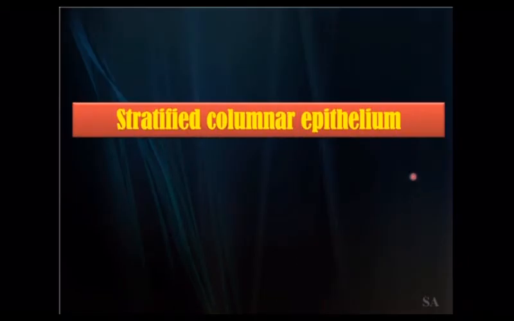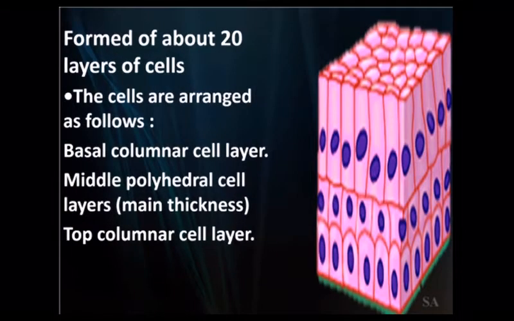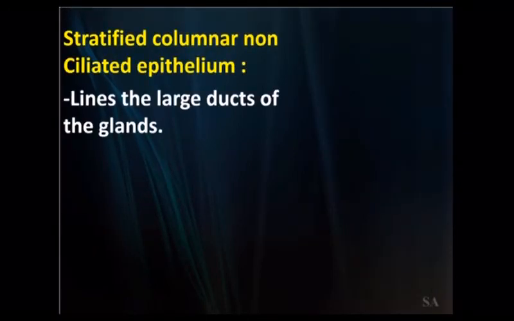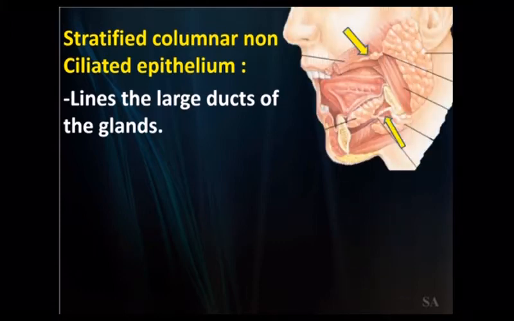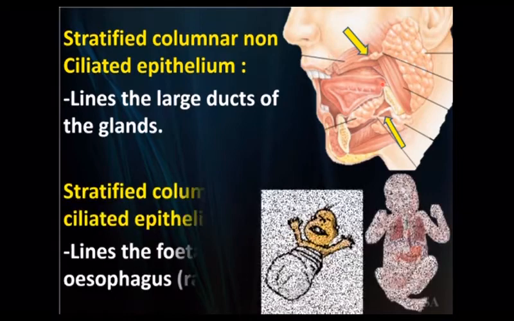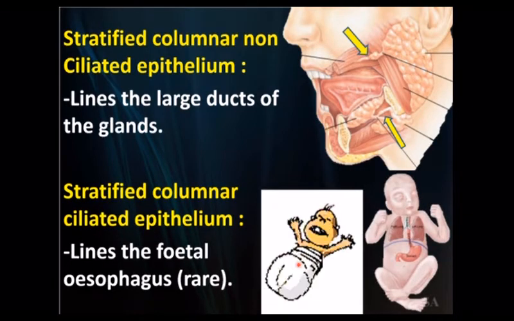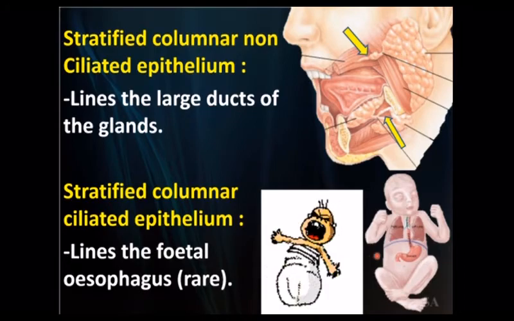The stratified columnar epithelium is formed of about 20 layers of cells. The cells are arranged: basal columnar cells, middle polyhedral cells, and the top layer is columnar in shape. We have 2 types of stratified columnar. Non-ciliated lines the large ducts of the glands. Ciliated lines the fetal esophagus and it is rare.